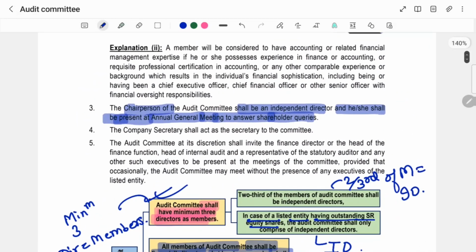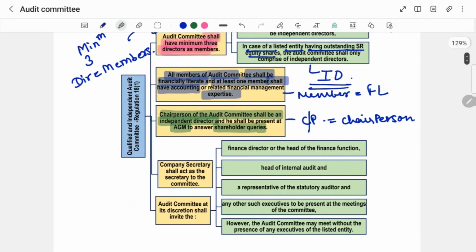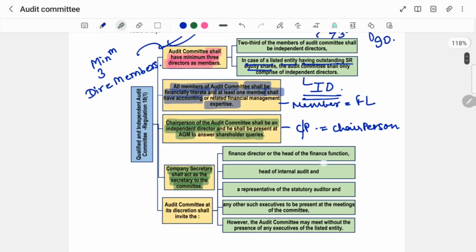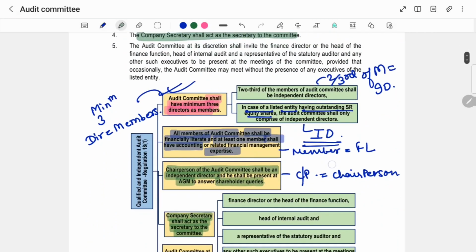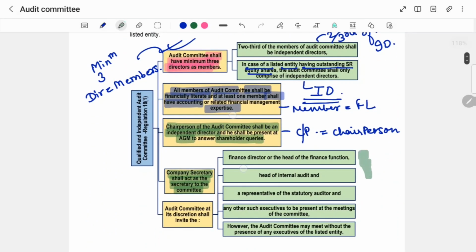Now the fourth point is that the company secretary shall act as the secretary to the committee. Again in the chart you can see it from here, the company secretary shall act as the secretary to the committee. Now if these are done, this is enough. This one is not much important.